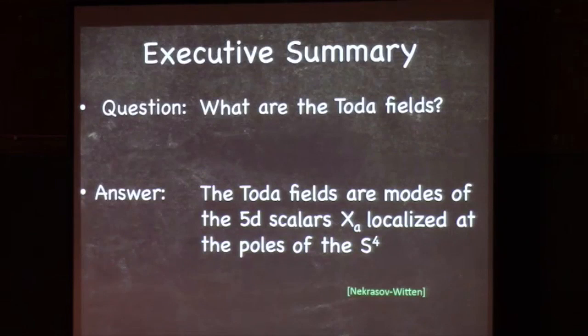So if you like, the executive summary of the question, what are the Toda fields in the AGT correspondence, at least from the point of view of 5D Yang-Mills, we're going to have an answer that the Toda fields are modes of the 5D scalars that are localized at the poles of the 4-sphere. And this is similar to a point of view advocated in work by Nekrasov and Witten.